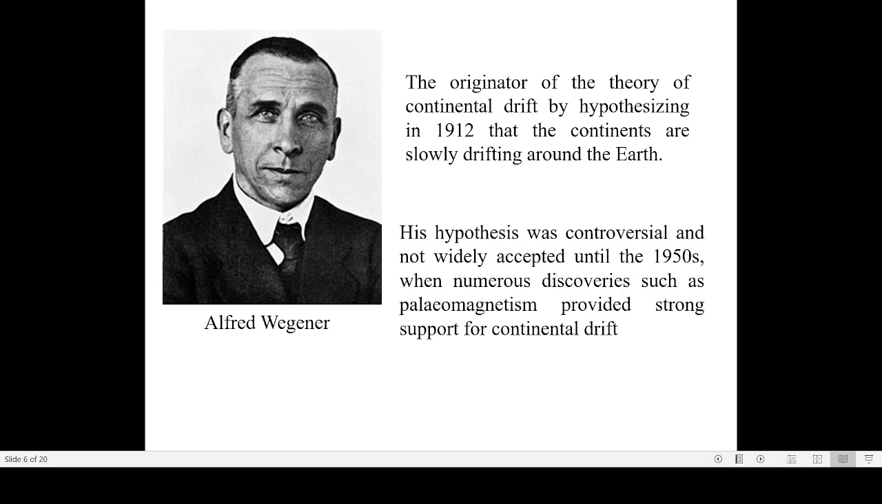So based on those studies, we now have enough evidence to prove that the crust is actually floating on the mantle, and that the continents and oceans are slowly moving. And we will be finding more evidence in this direction.